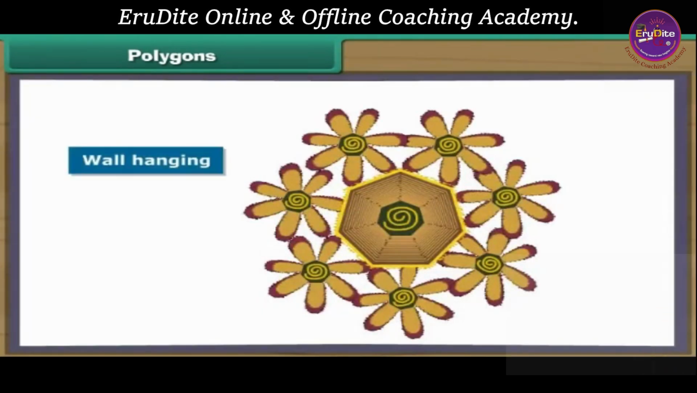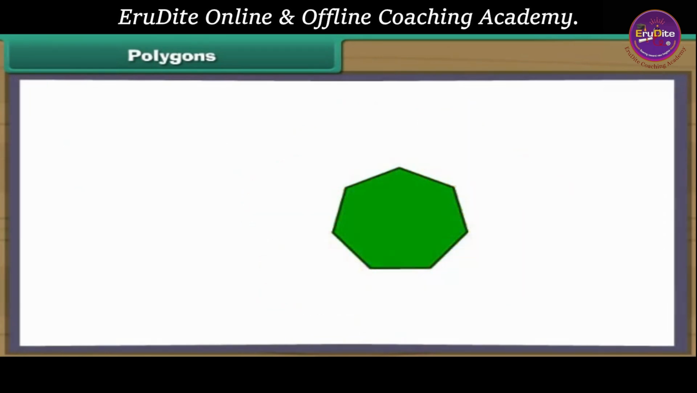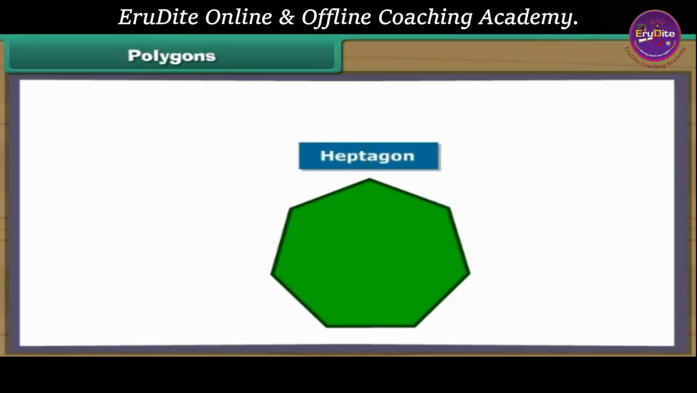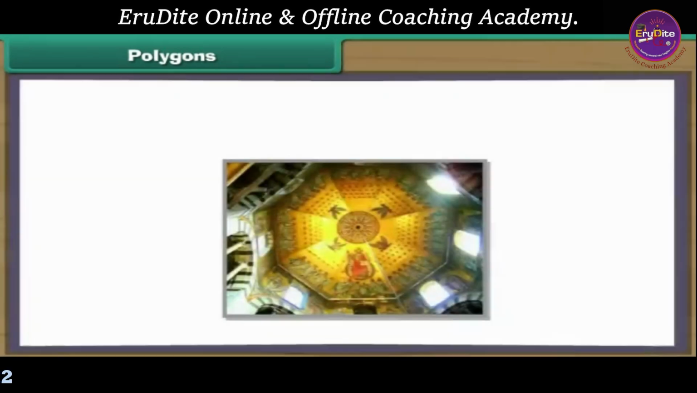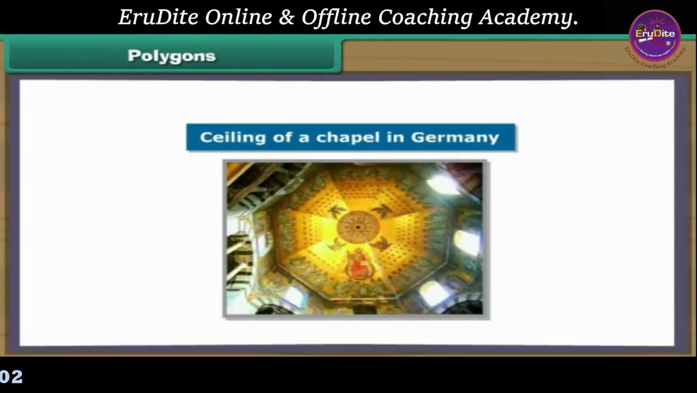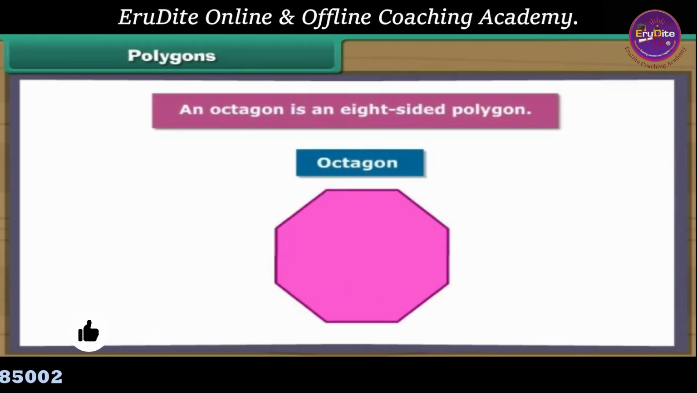Let us create a wall hanging using 7 straws. The rainbow wall hanging with 7 line segments is ready. A 7-sided polygon is called a heptagon. This is the image of the ceiling of a chapel in Germany. It has 8 sides. An octagon is an 8-sided polygon.